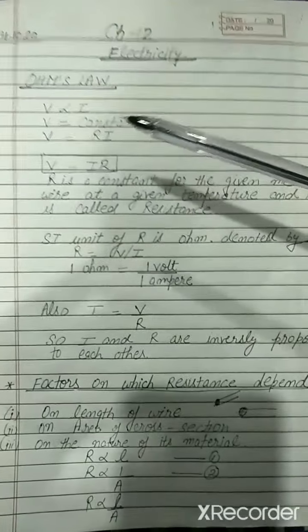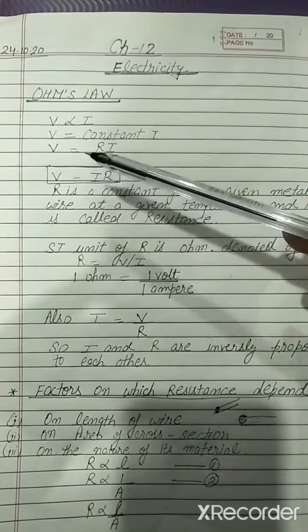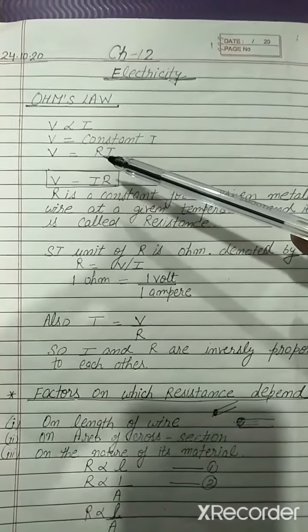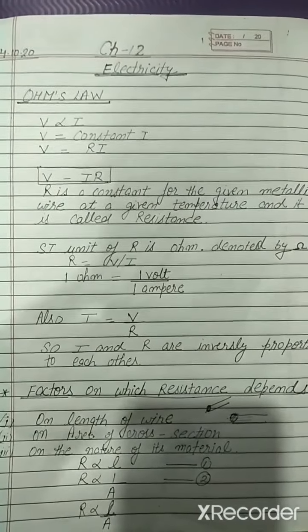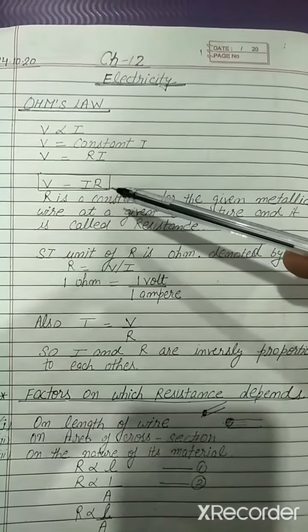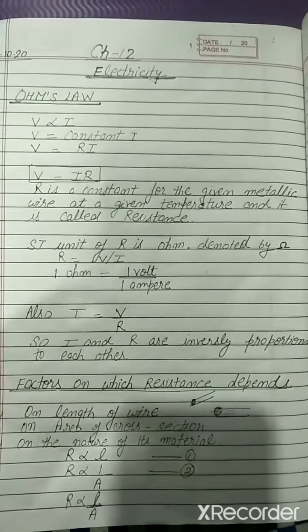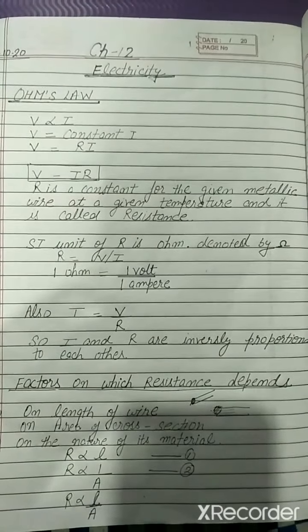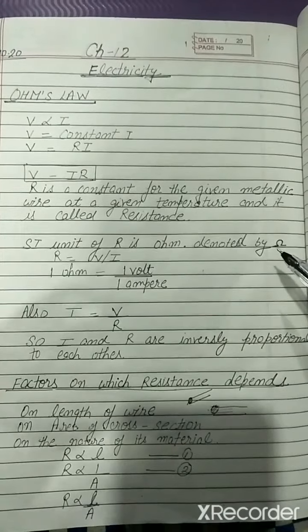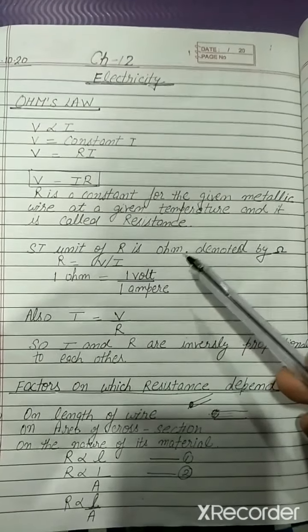If we remove the proportionality sign, we get a constant, right? So we get V equals R I. R is the constant for the given metallic wire. So the relation comes V equals I R, that is called Ohm's law. R is the resistance, it is denoted by ohm.